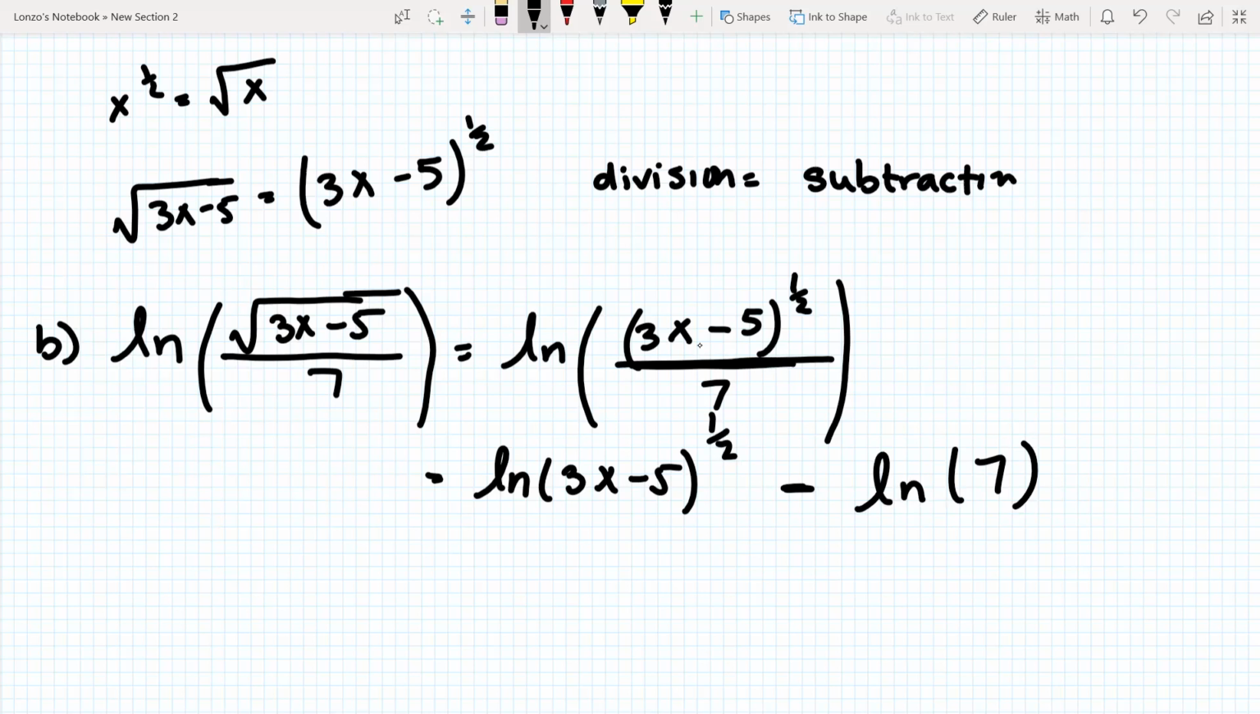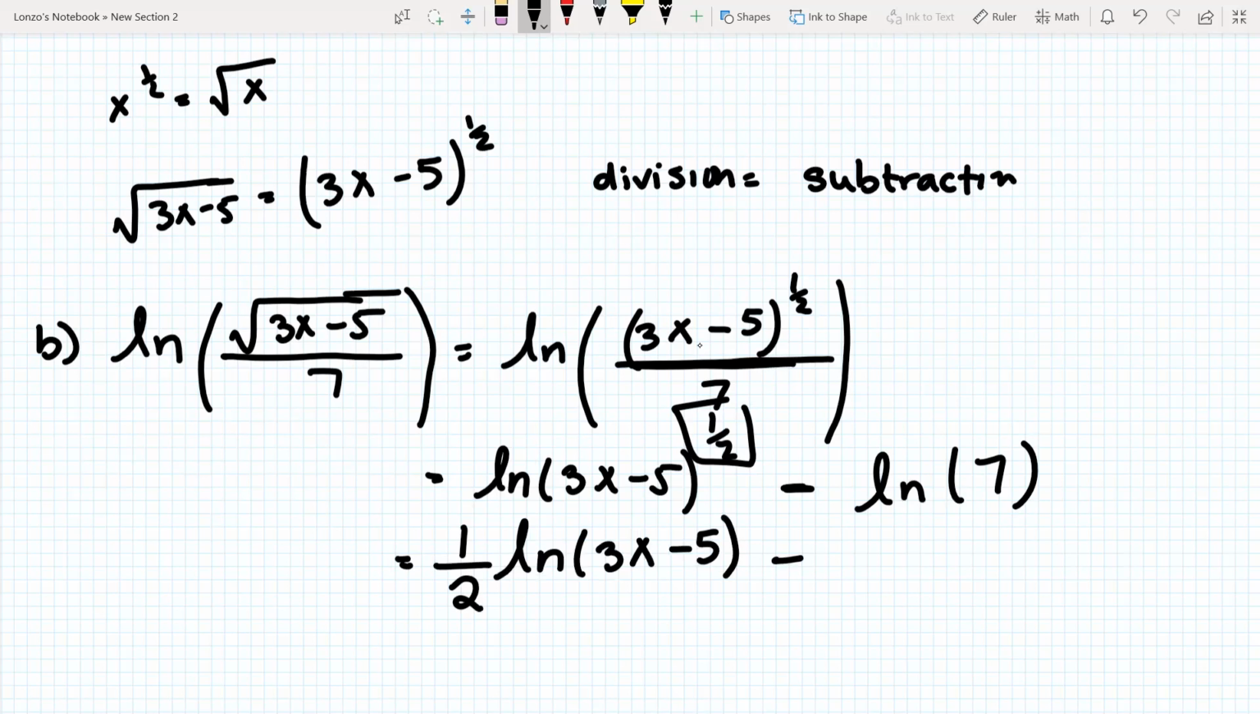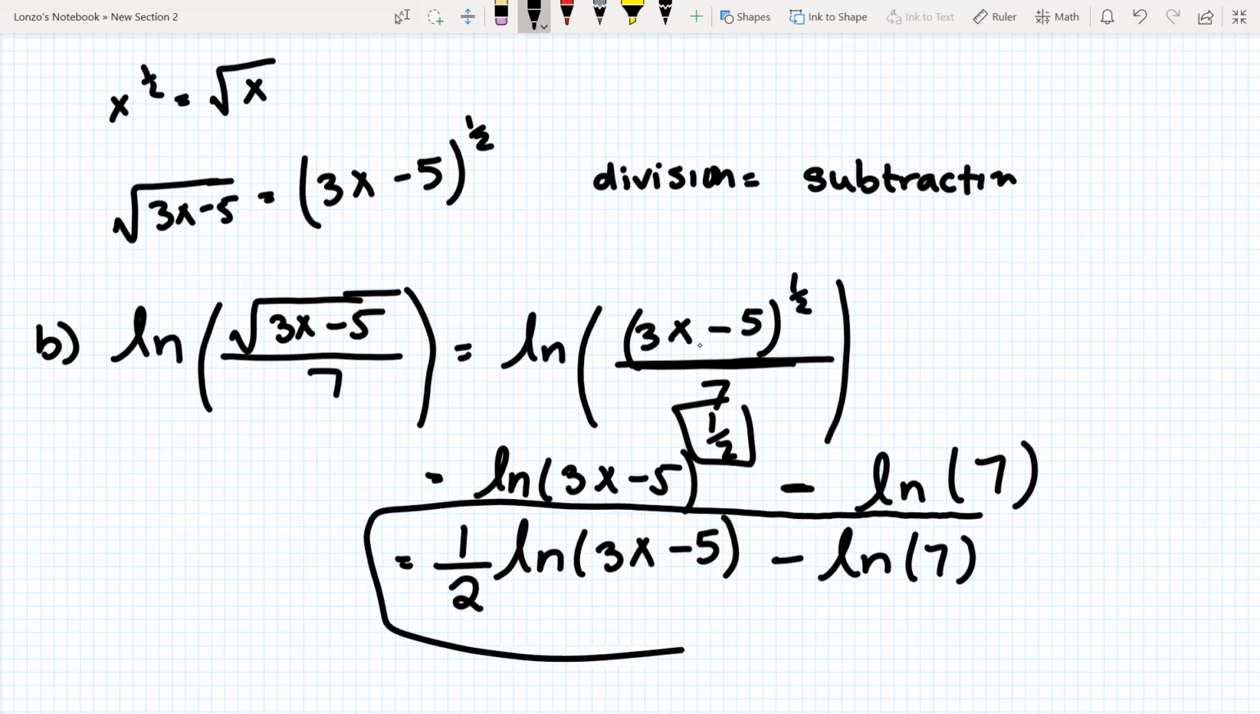Okay, almost there. Is this completely expanded? Not quite, because we have a power of 1/2, and then the power always goes in front of the log or natural log when expanding. So it's going to be 1/2 ln of 3x minus 5 minus ln of 7. So this is now completely expanded.